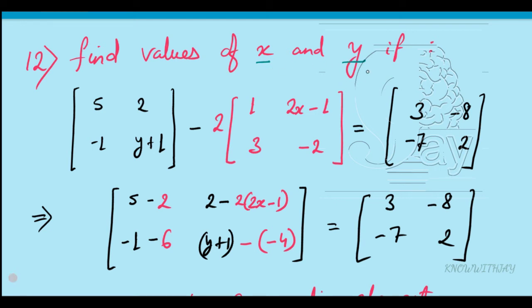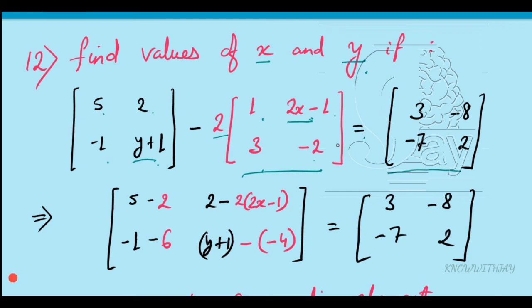These are variables. Okay, the first matrix we have 5, 2, minus 1, y plus 1, and in the second matrix we have 1, 2x minus 1, 3 and minus 2, and this second matrix is being multiplied by 2. So each of the elements has to be multiplied by 2, and we have this matrix on the right hand side: 3, minus 8, minus 7, 2. So we have to find the values of x and y.